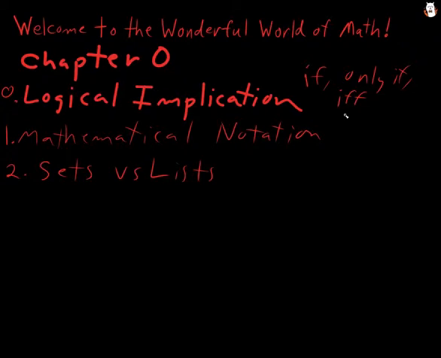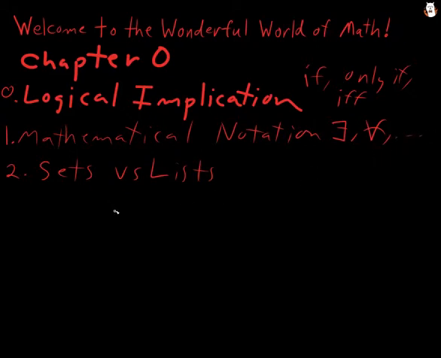Next, in our video on mathematical notation, we're going to review shorthand symbols that mathematicians often use when writing sentences or explanations for proofs. So for example, we're going to go over the backwards E, the for all symbol, and some other symbols as well.